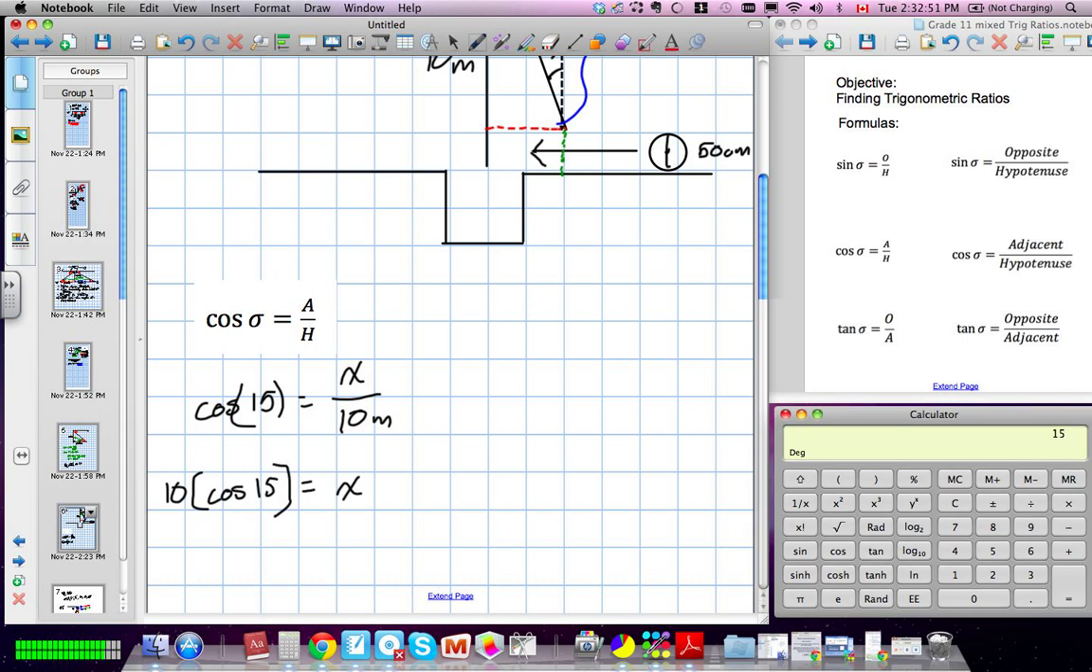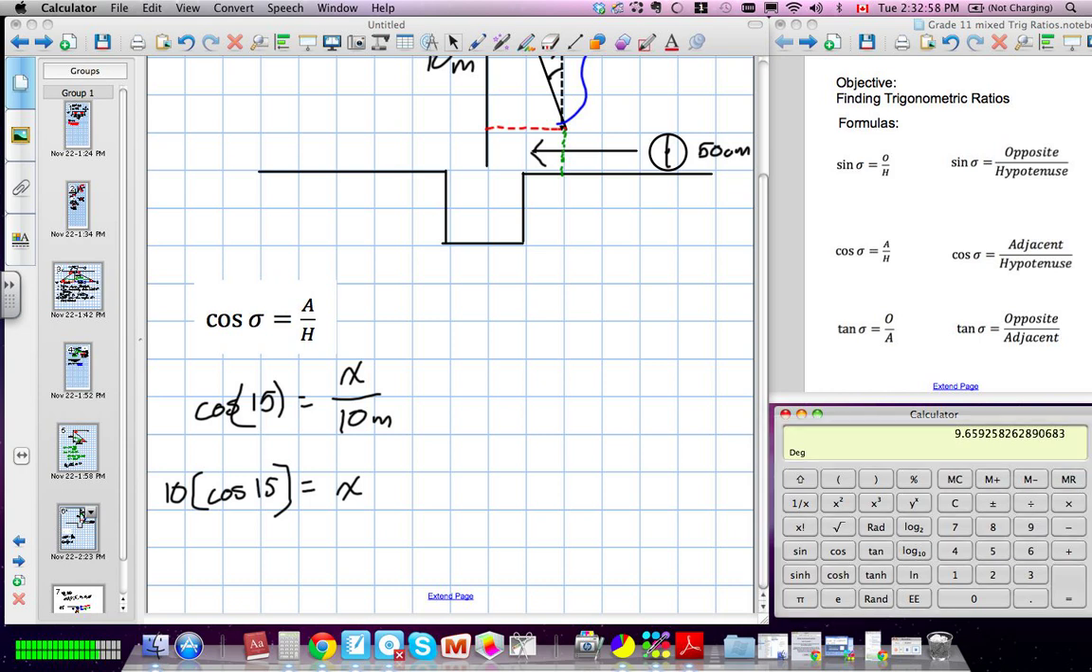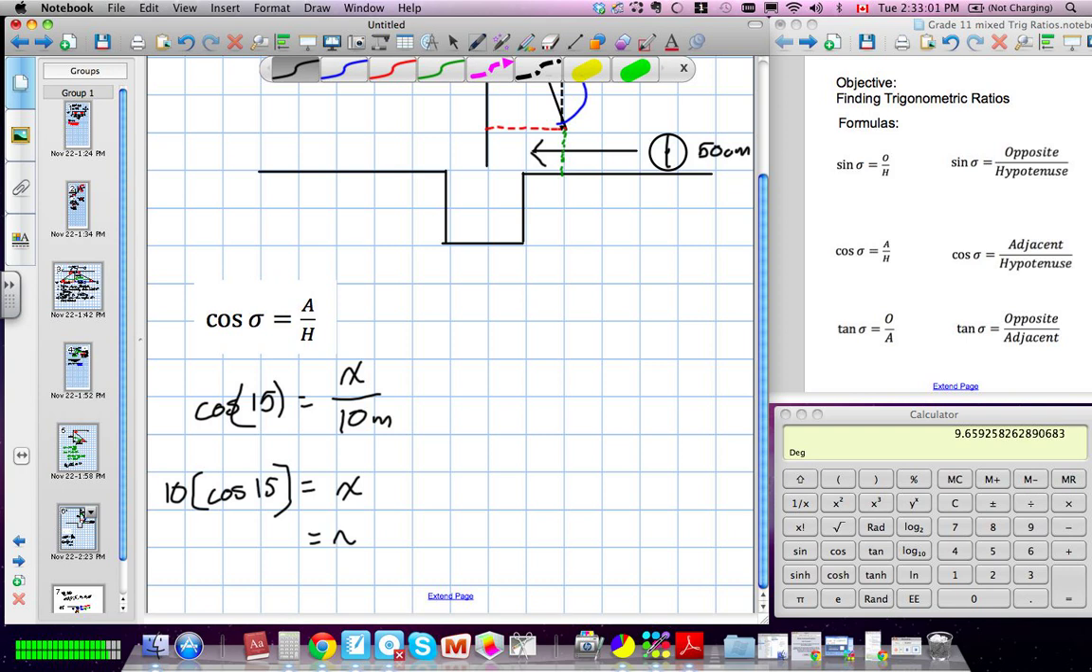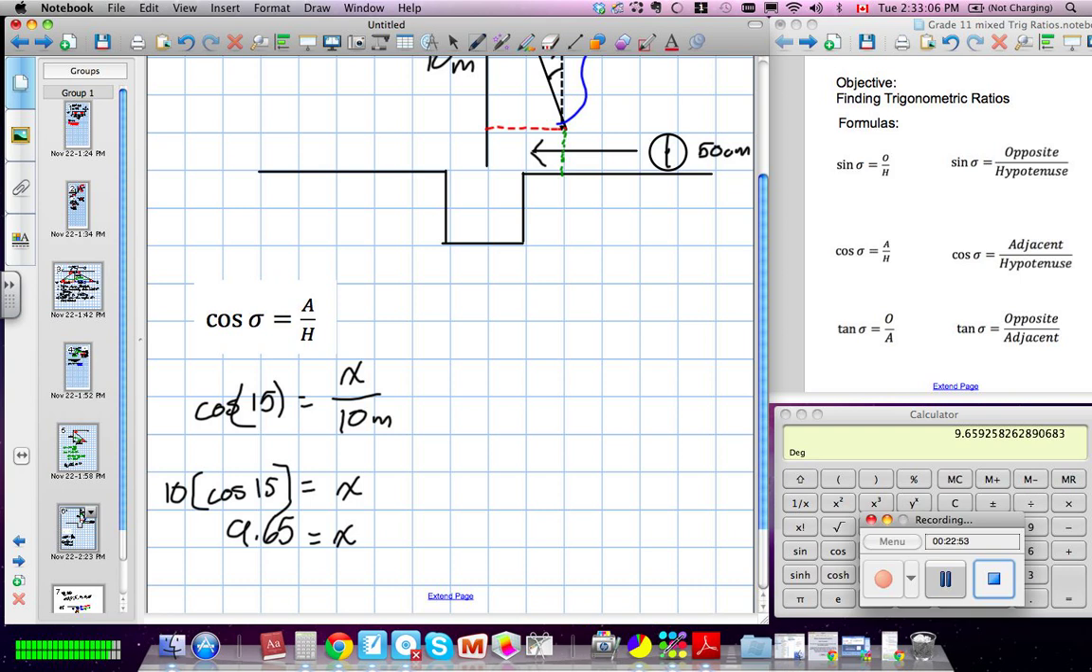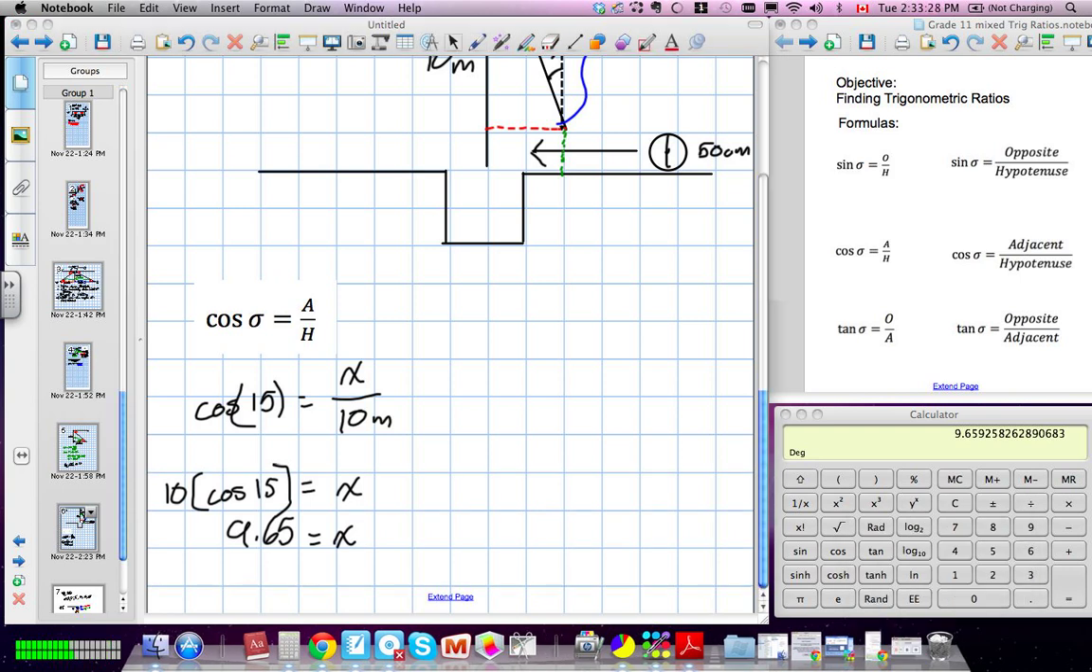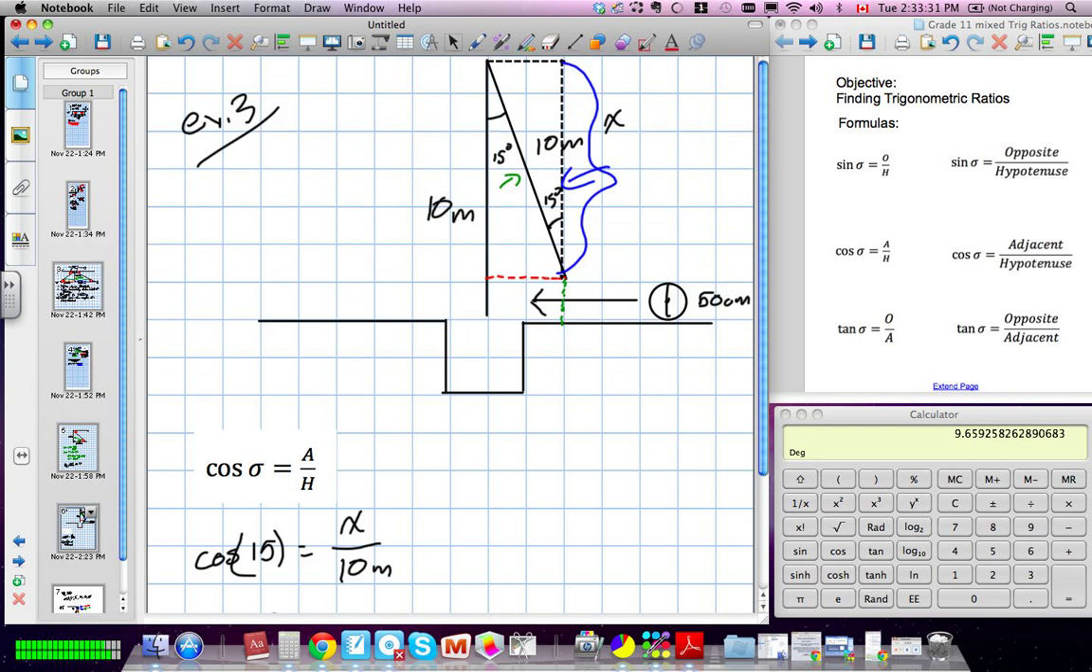15 cos times 10. 9 point, let's do it exact, okay? So our x is going to be 9.65. So now what we figured out, in terms of our pendulum, we know the pendulum was exactly 10 meters till it hit the ground for that hole, and our ball is 50 centimeters. If 10 meters is the distance to the ground, and this is now 9.65 meters. Oh, sorry, not centimeters, meters.